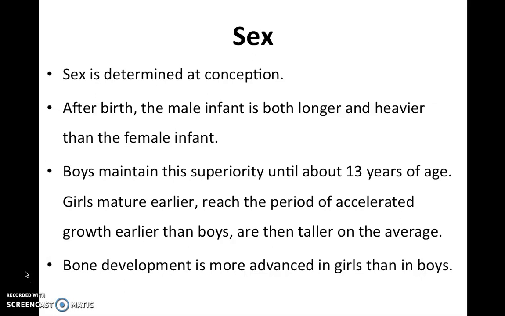So there will be some differences. After birth, boys will be longer than girls, and after 13 years, the girls mature earlier than the boys, and during that time there will be more height and weight for the girls compared to the boys, and towards adulthood the boys get the superiority in height and weight. So this is what is happening. There will be differences between males and females in growth and development. So this is about the second factor, that is sex.